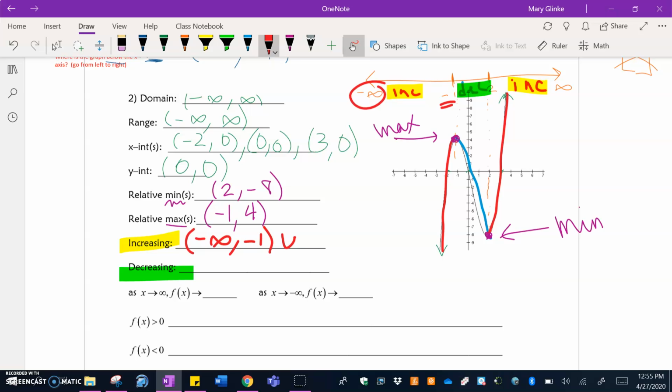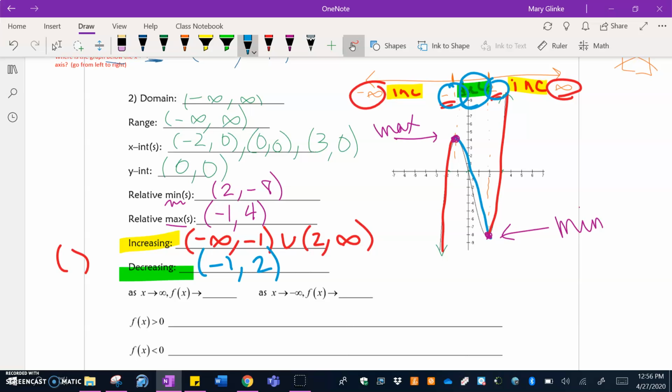Increasing and decreasing, as a reminder, always uses parentheses. And so my increasing then starts again when x is 2, with a parentheses again, and ends to the right forever. My decreasing was this interval in the middle. It's in between these two x values, so it's in between when x is -1 and when x is +2.